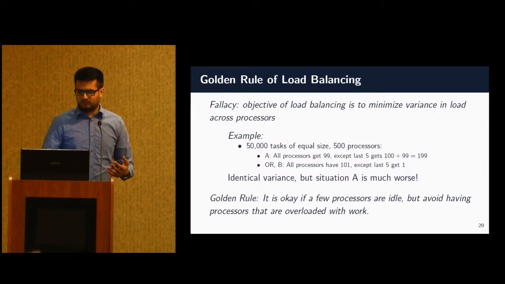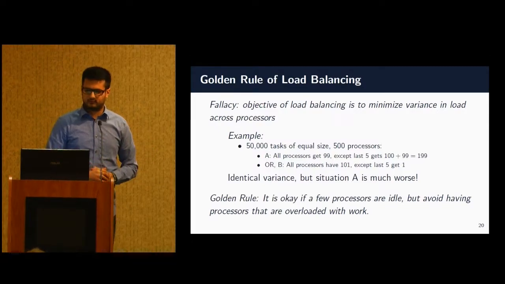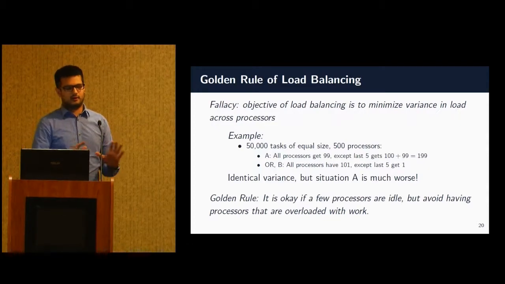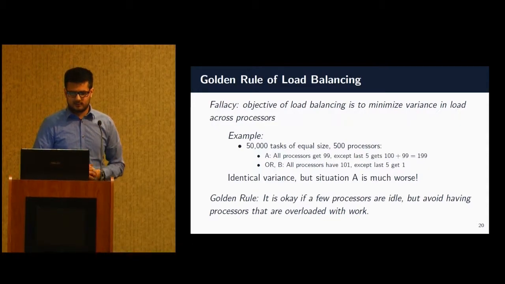So we want to get around this, and we have some guiding principles in designing load balancers and trying to fix this problem. The biggest thing is what we call the golden rule of load balancing. It's easy to take a look at this problem and say that what we really want to do is minimize the variance in load across processors. But it turns out that's not actually right.